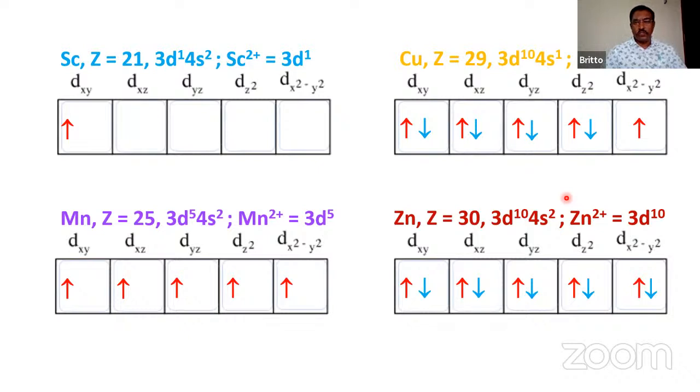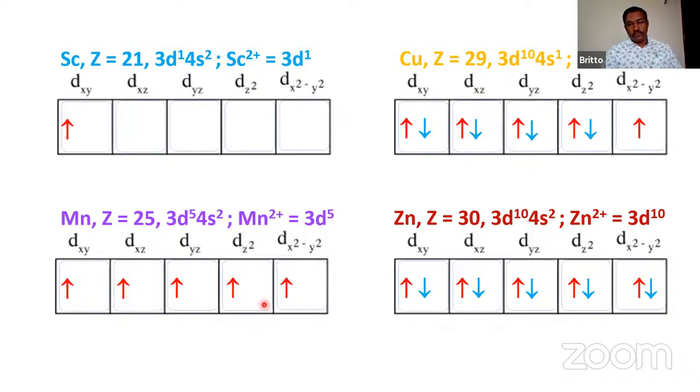Between these two, which is more stable? Copper 2 plus will be more stable because it has 4 electron pairs. Okay, now manganese: if you consider manganese, it has 5 unpaired electrons, d5 configuration.